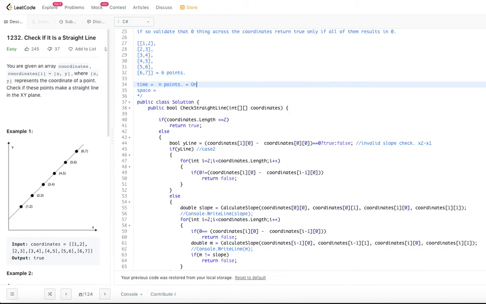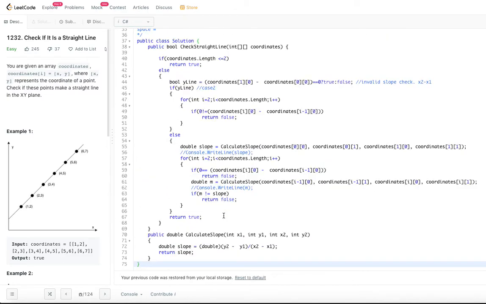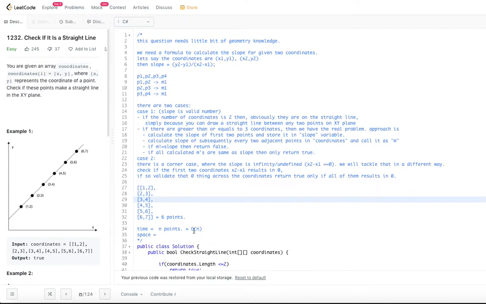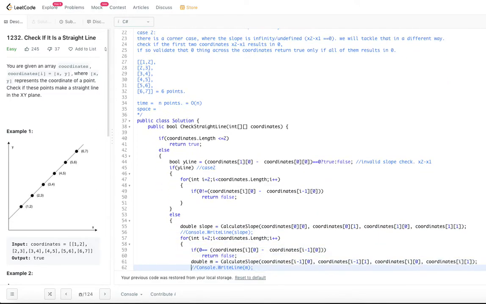There is one thing that we have been calculating, that is the slope. Slope calculation, given 4 integers, is just subtraction and division. So we can say calculating slope is constant time irrespective of the x or y. That's why the time complexity for this problem is order of n.